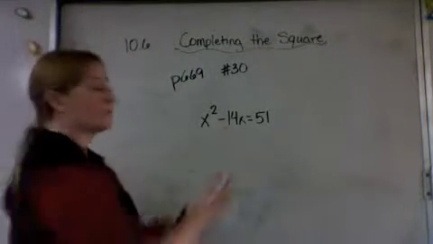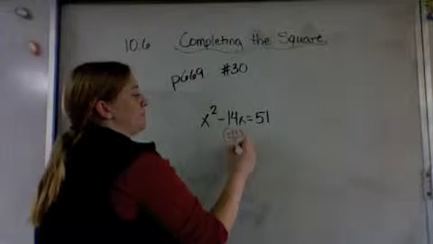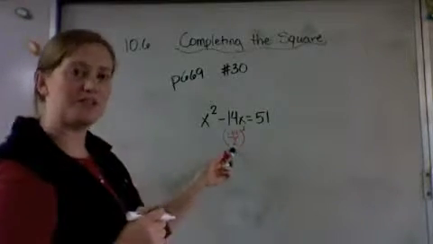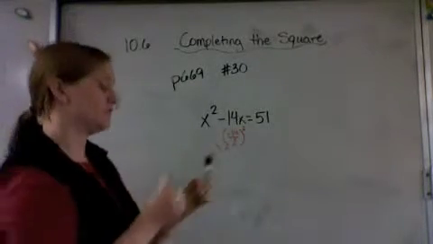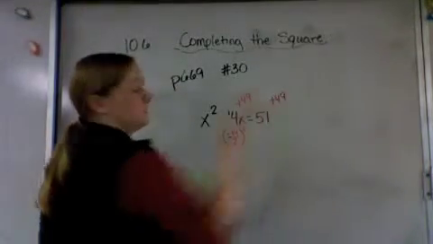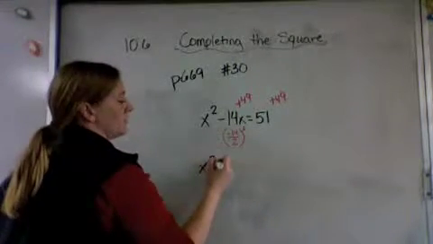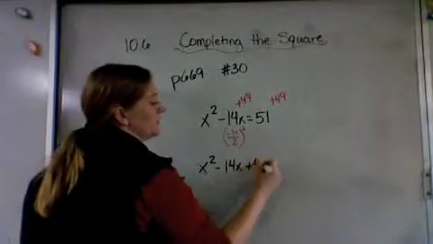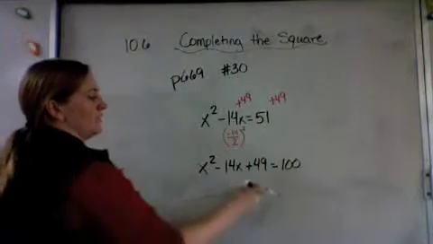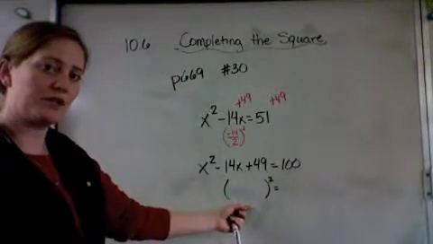So what we want to do is we want to take b, which is negative 14, divided by 2, and square it. Okay? So negative 14 divided by 2 is negative 7. Negative 7 squared is 49. So I'm going to add 49 to both sides of my equation here. Okay? So it's going to turn out to be x squared minus 14x plus 49 equals 100. 51 plus 49.